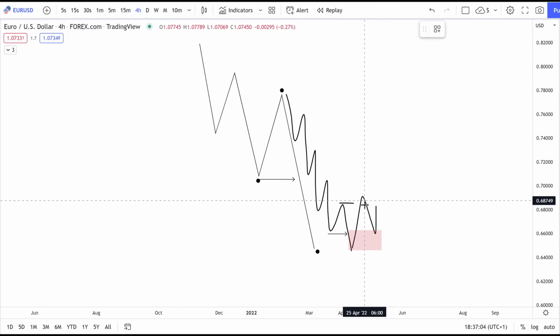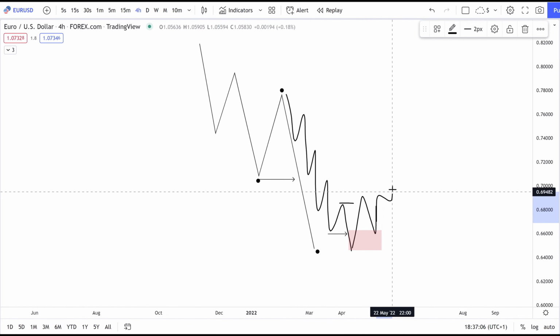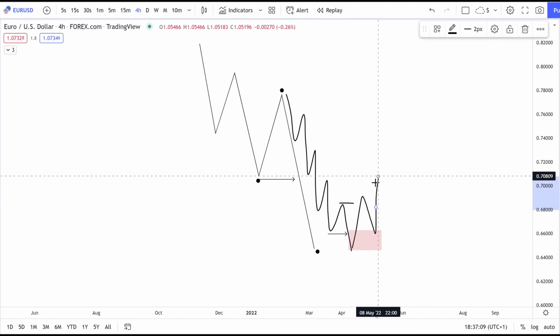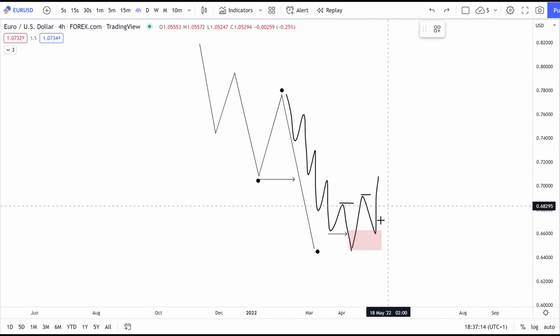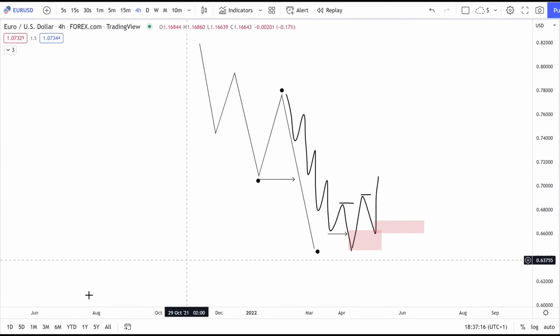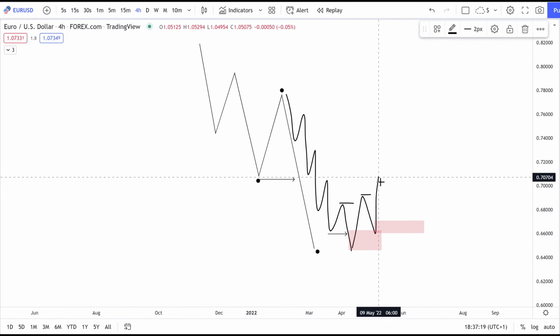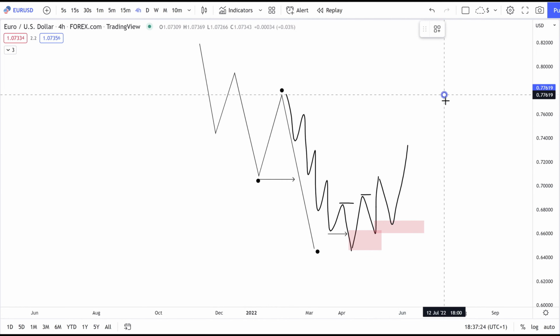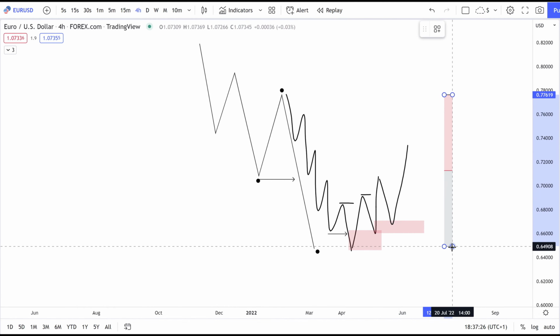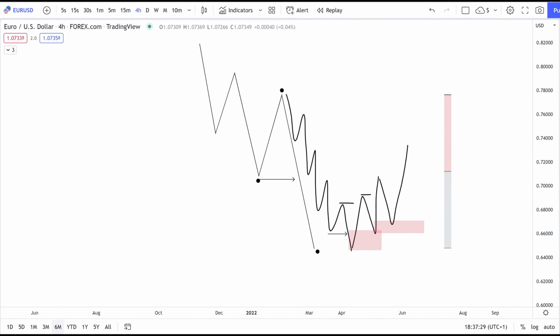Then when we see this mitigation happen, followed by another breaking structure, now we're talking. We're starting to build that demand chain, and we just keep following this up until when? Well, until we get into a higher time frame premium. Now, I'm not saying you can't buy from in here, but the probability will be stacked against you rather than in favor of you. Why? Because we're in a higher time frame premium.